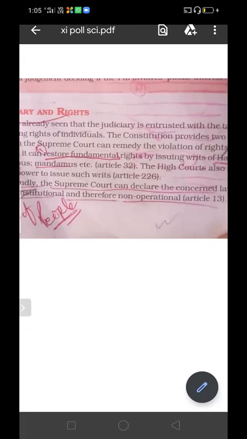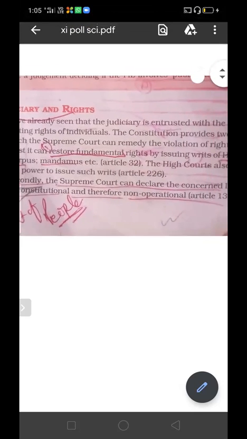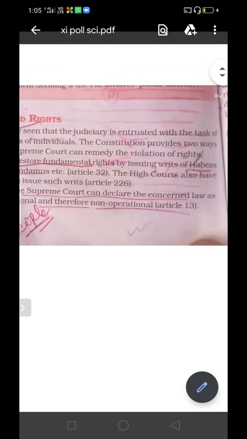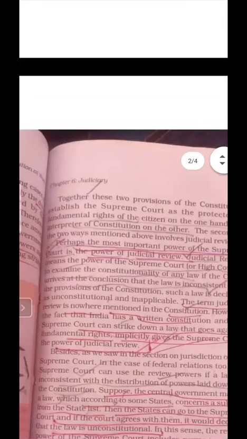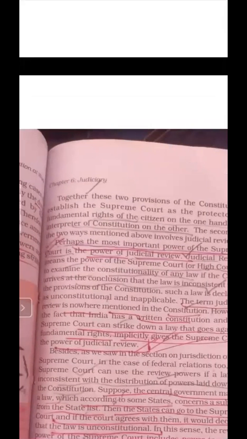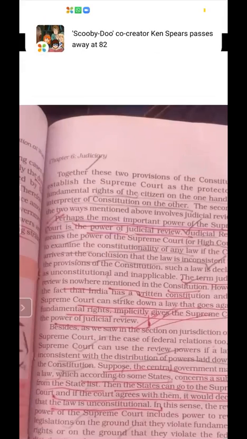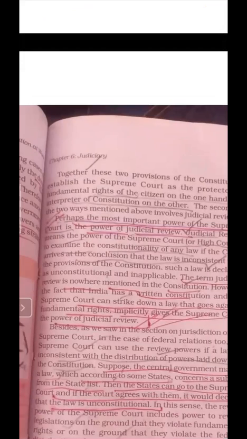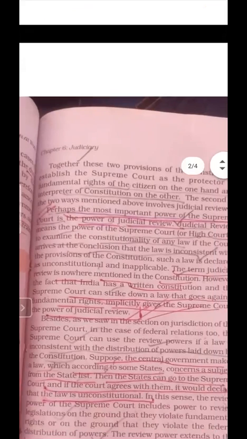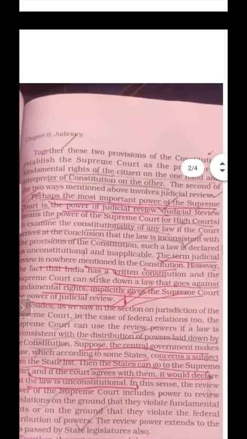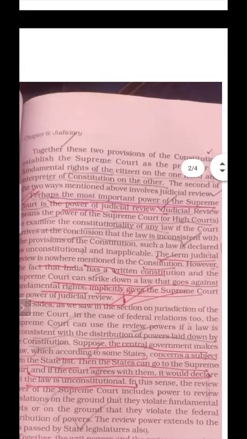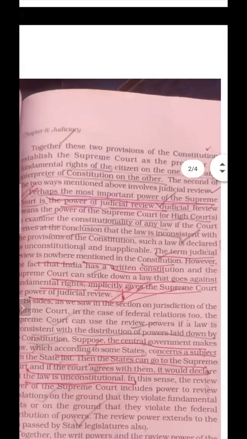Secondly, the Supreme Court can declare a concerned law as unconstitutional, and therefore non-operational, under Article 13. Suppose some law is not acceptable, then the Supreme Court can strike down that particular law under Article 13. So together, these two provisions of the Constitution establish the Supreme Court as the protector of fundamental rights.